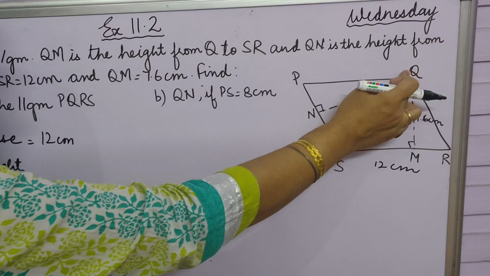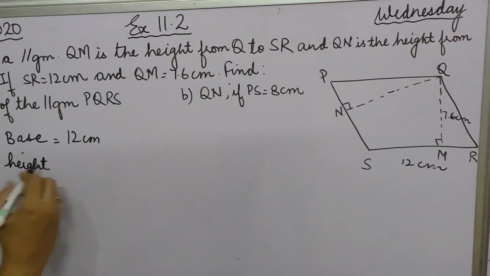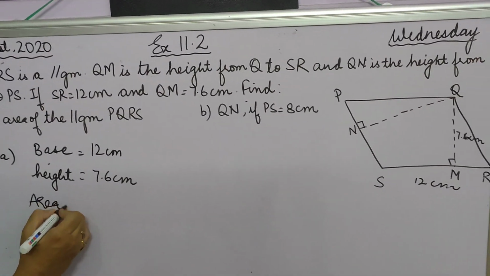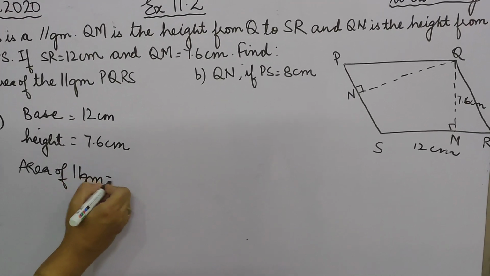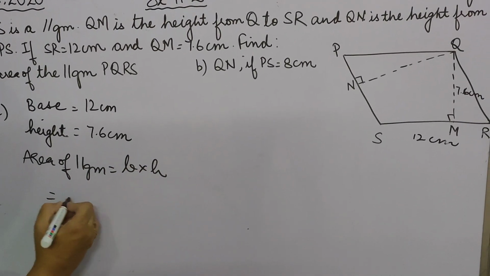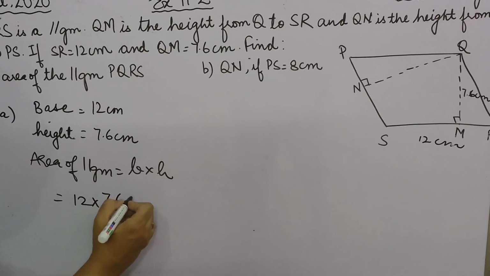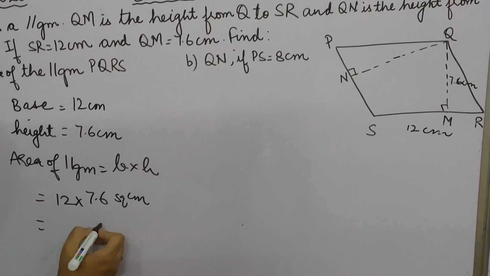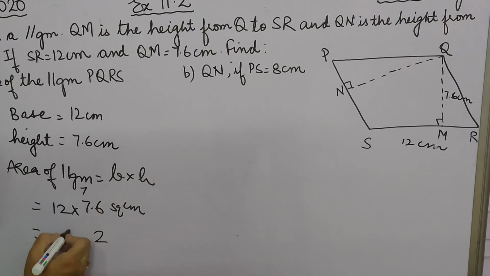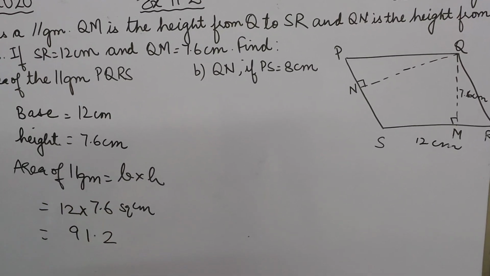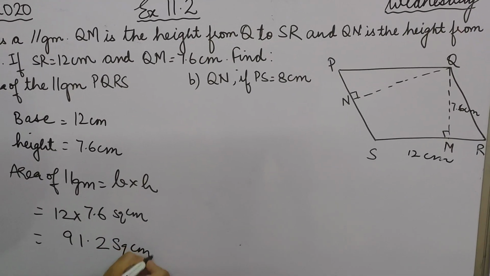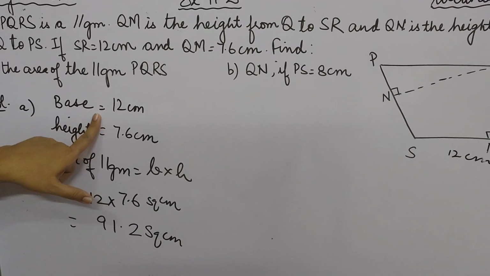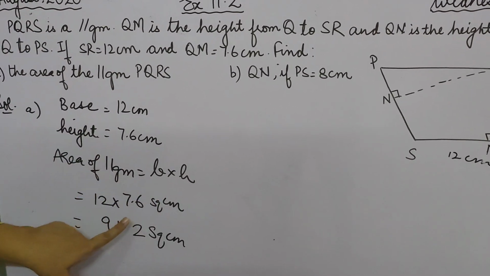Height is perpendicular from vertex to this side. That means QM, and it is 7.6 centimeter. So how much is the area of parallelogram? It is base multiply height. Base is 12, height is 7.6 square centimeter. Now multiply this. So it comes out to be 91.2 square centimeter. Now we have finished A part. This was simple. You are given base and height and you have to calculate its area.